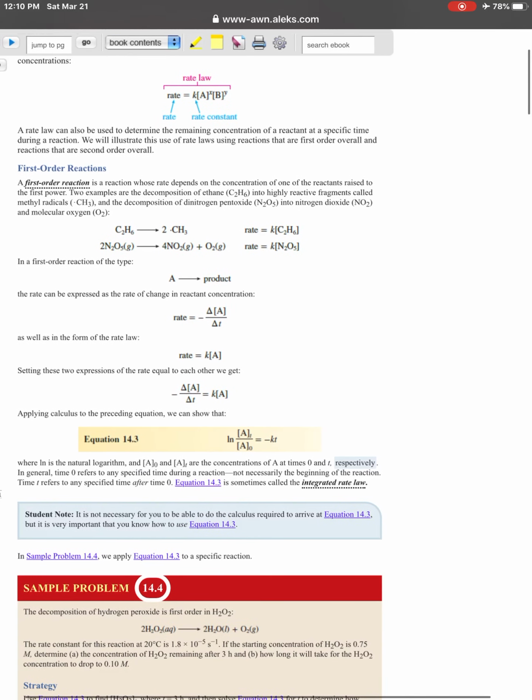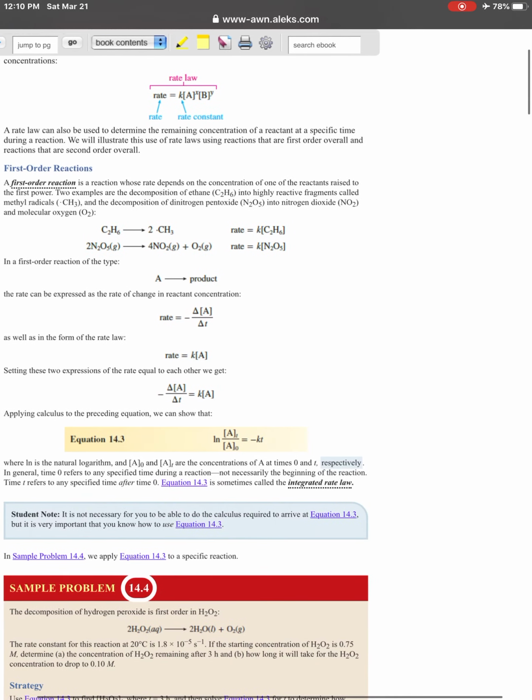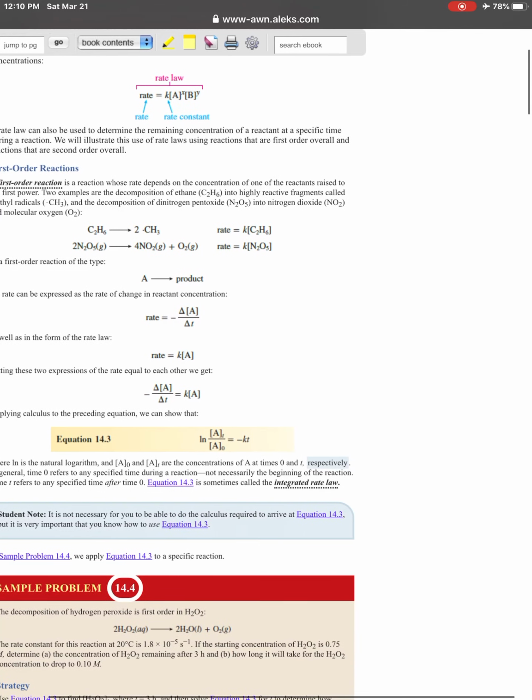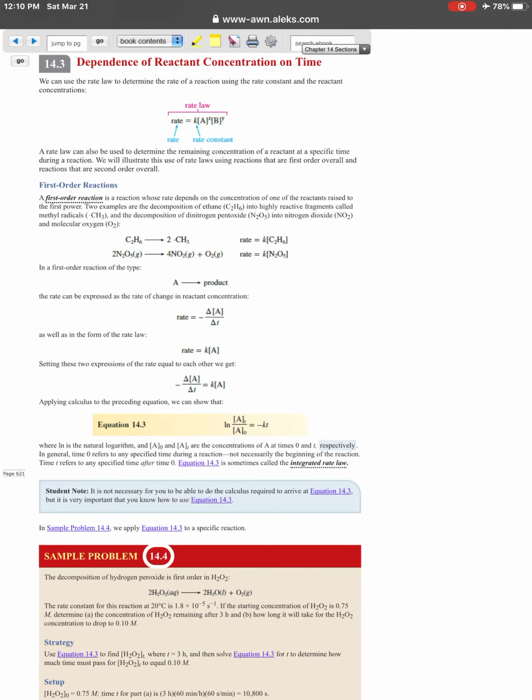In a first order reaction of the type A turns into products, the rate can be expressed as the rate of change in reactant concentration. So rate is equal to minus the change in the concentration of A over the change in time. Remember, that's from section 1. As well as in the form of the rate law: rate equals k times the concentration of A to the first power.